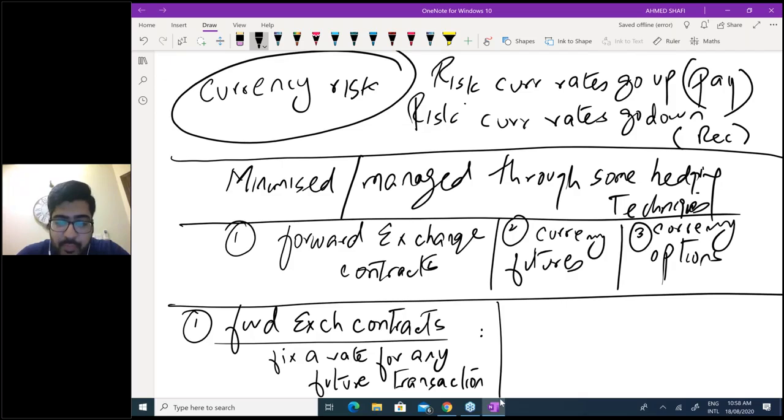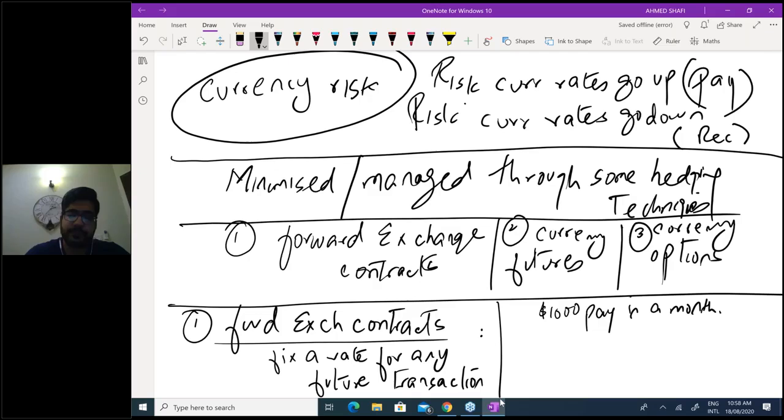Let's suppose I have to pay $1,000 in a month. Is there any risk? Yes, there is a risk that rates may go up. You can do a forward exchange contract. You can fix a rate. If the rate is fixed, no matter whether rates go up or down, you won't have any impact.